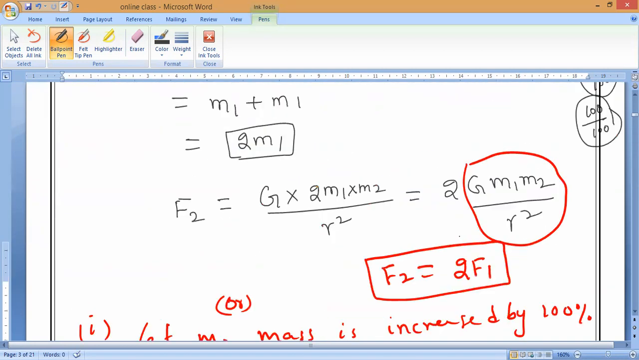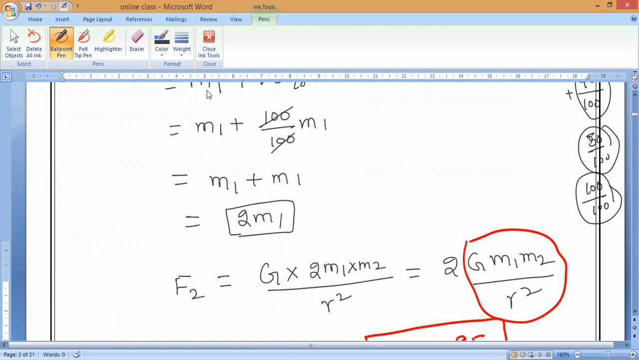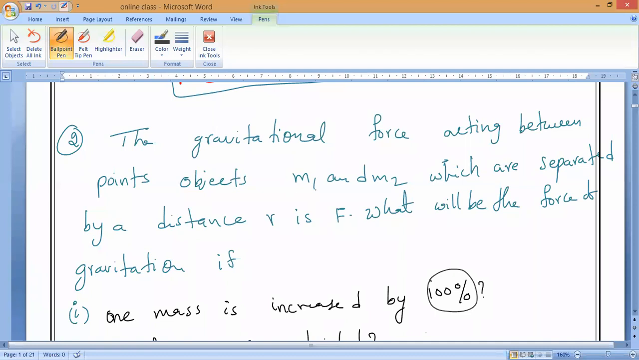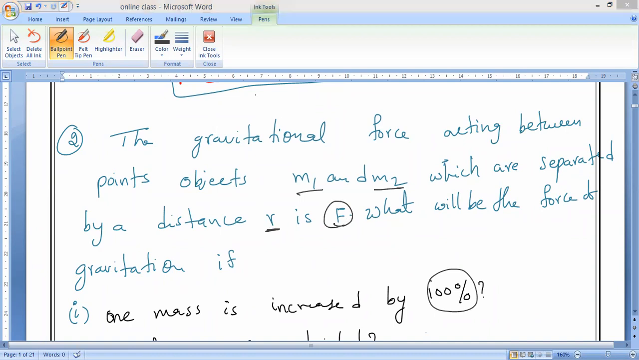Any doubt? Sir, in the question they give distance is F? No, R is the distance. F is the force, I am saying. That is what you have to understand. The gravitational force acting between 2 point objects of M1, M2, which are separated by a distance R is F. Understand? Are you clear?